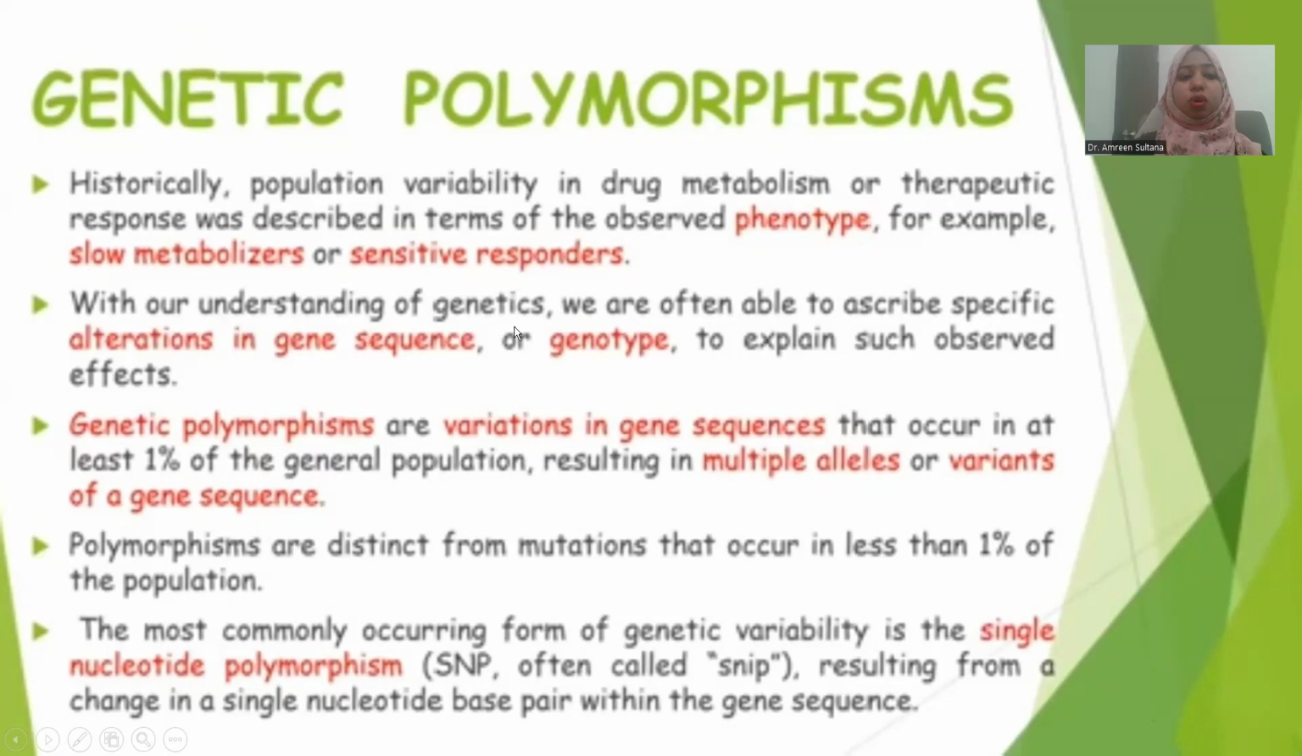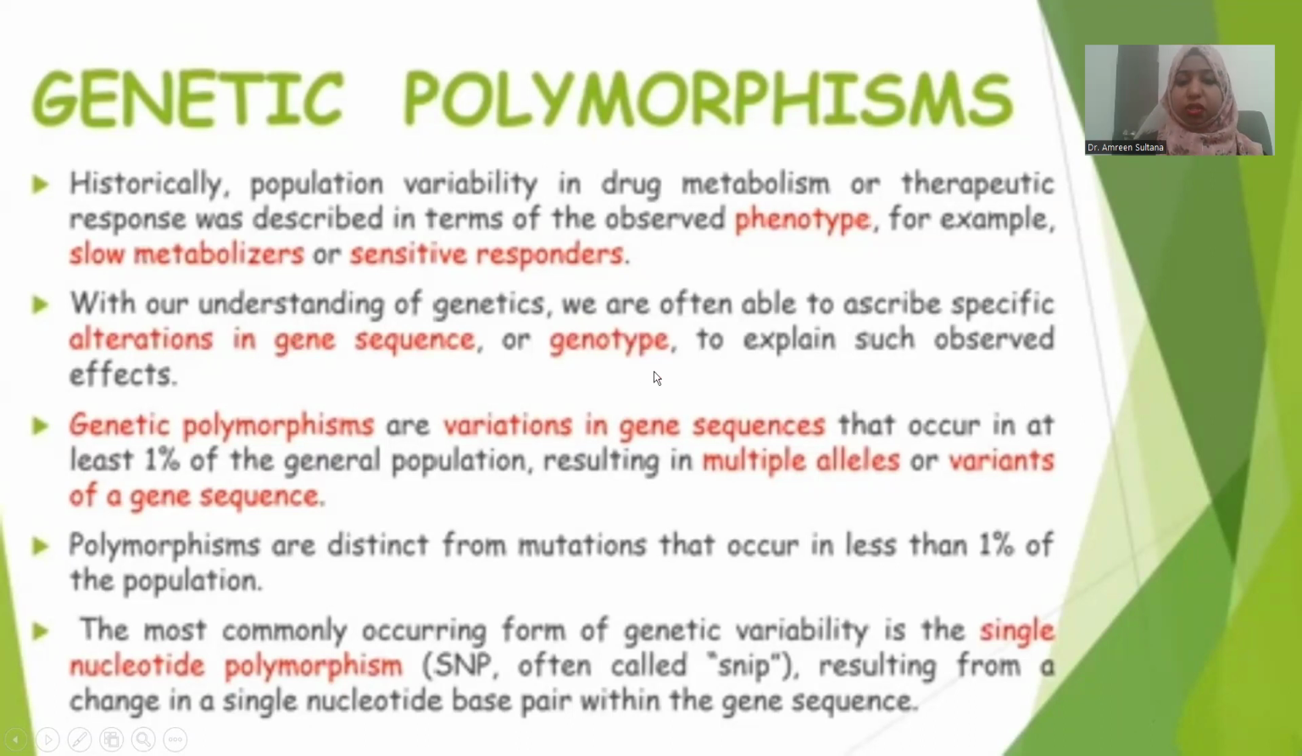With our understanding of genetics, we are often able to ascribe a cause. We need to identify the cause: what is the cause for the disease or change? Specific alterations in gene sequence or genotypic condition explain such observed effects. In this case you need to identify it, for example, a person who has an adverse effect from a normal dose of a drug and requires a lower dose of the drug.